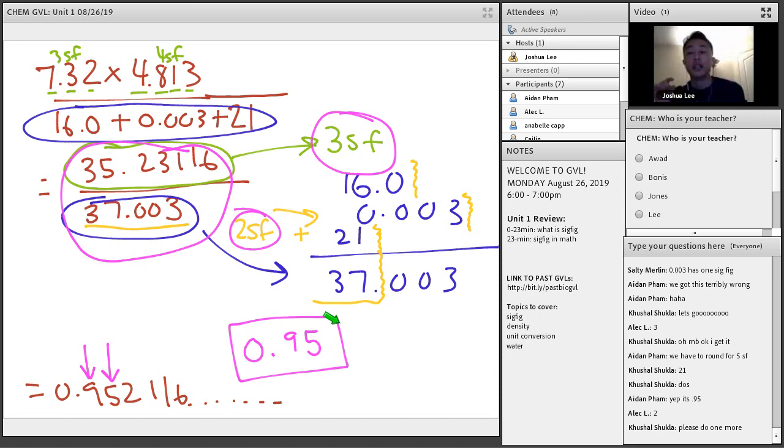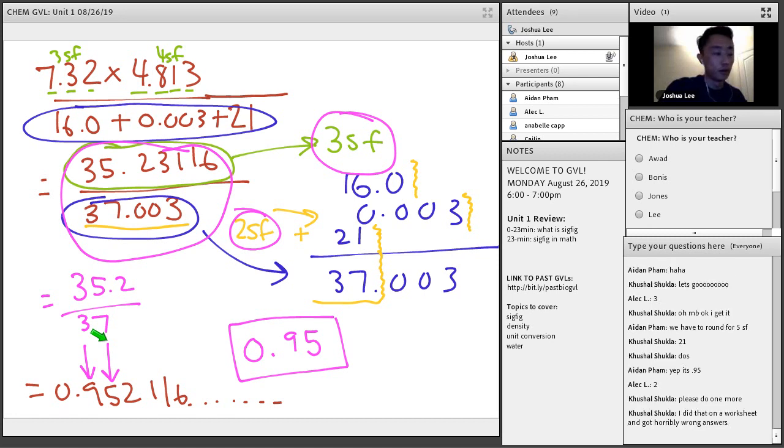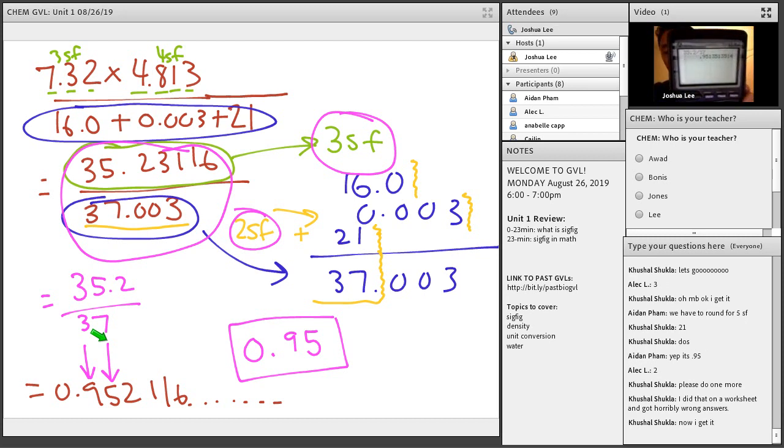But also, here's the thing. Don't round in between your steps. If you used your rounded numbers, this is wrong, so don't do this. This would be 35.2 divided by 37. Let's see if it actually comes out to be the same. It might be different. 35.2 divided by 37. Oh, it comes out to be the same. It's still 0.95, 2 sig figs. But just be careful that you don't round, because every once in a while, if you round too early, your numbers will be off. So don't round too early.